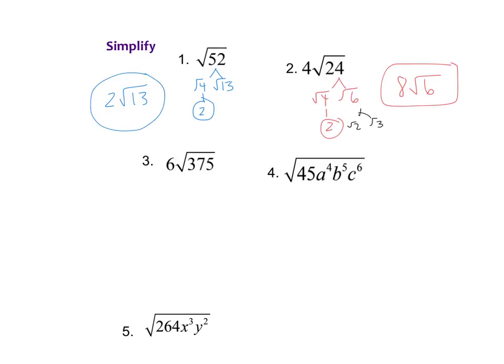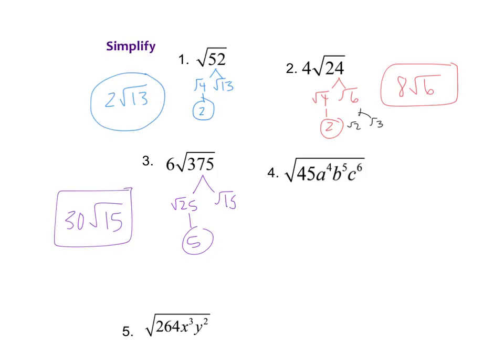Number 3, 6 times the square root of 375. Take some time to work on that one. Nice job. You can break down the 375 to 25 and 15, and out comes a 5, but you already have a 6, so that becomes 30 square roots of 15.